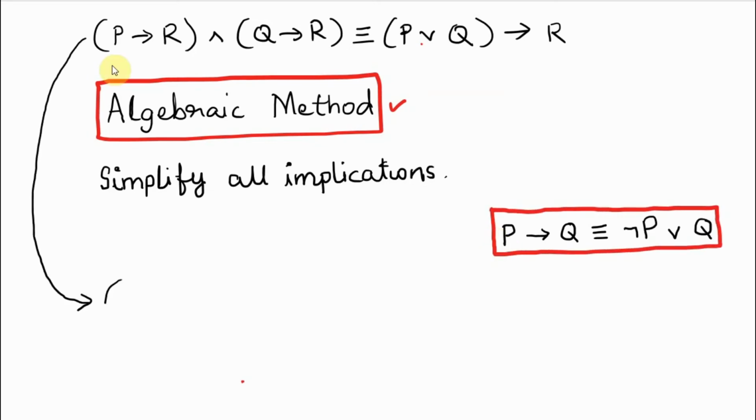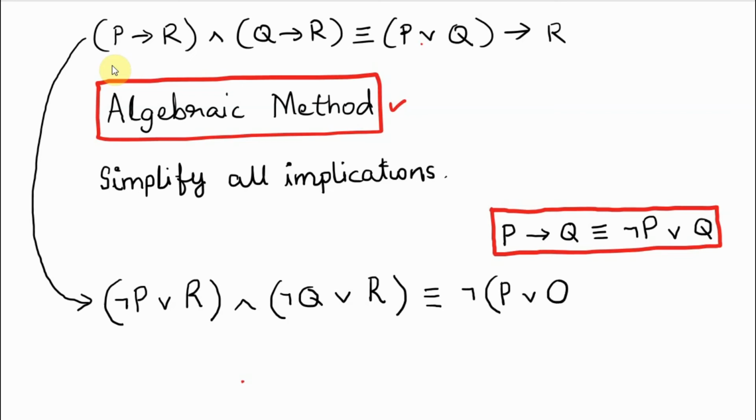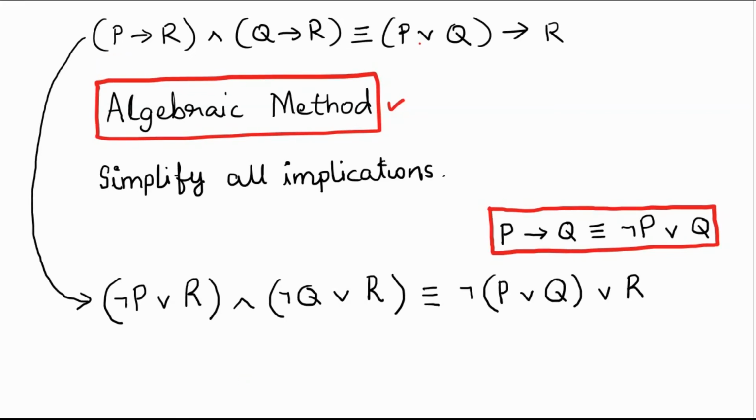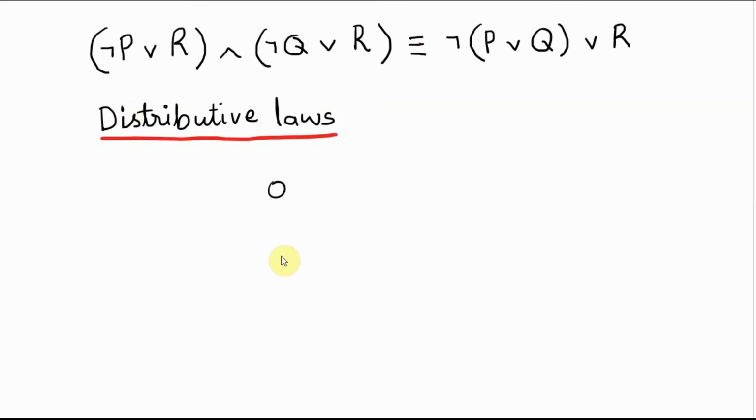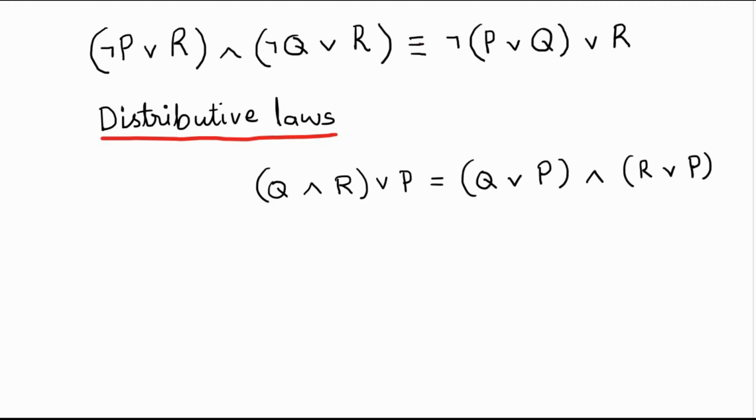Our new equation is not P or R, and not Q or R, is equivalent to not of P or Q, or R. This equivalence is simplified, but it is not what we need. It is not the same on both sides, so we need to simplify it again. We can use another identity called the distributive law. By the distributive law, Q and R or P is equivalent to Q or P and R or P.